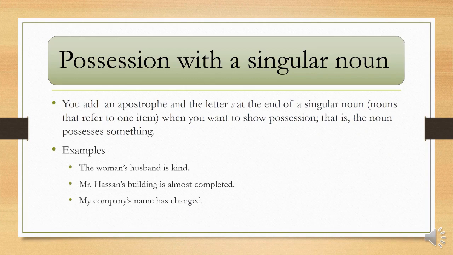Let us look at the following examples. The woman's husband is kind. Woman refers to just one person, so that is a singular noun. The woman's husband is kind. Mr. Hassan's building is almost completed. Now, Mr. Hassan is just one person. So that is why you put the apostrophe and the S.